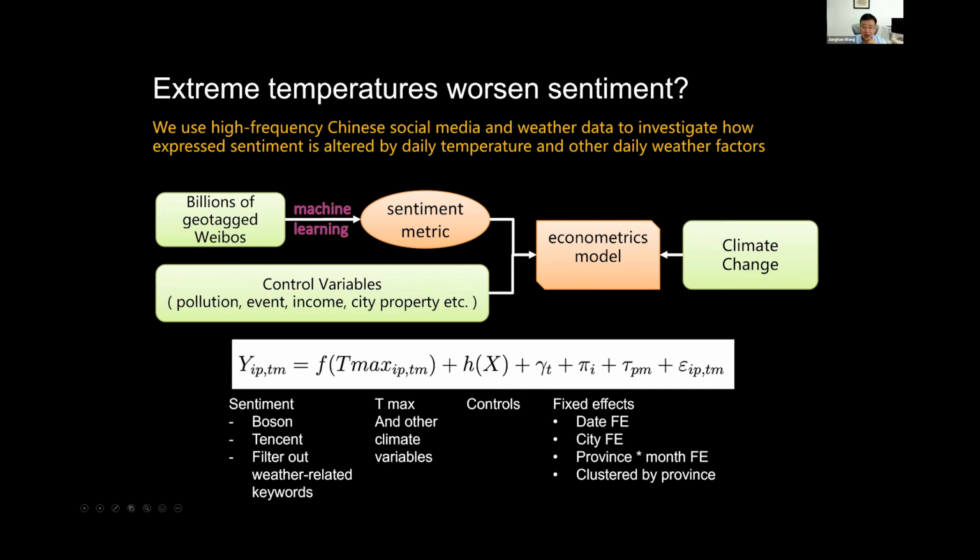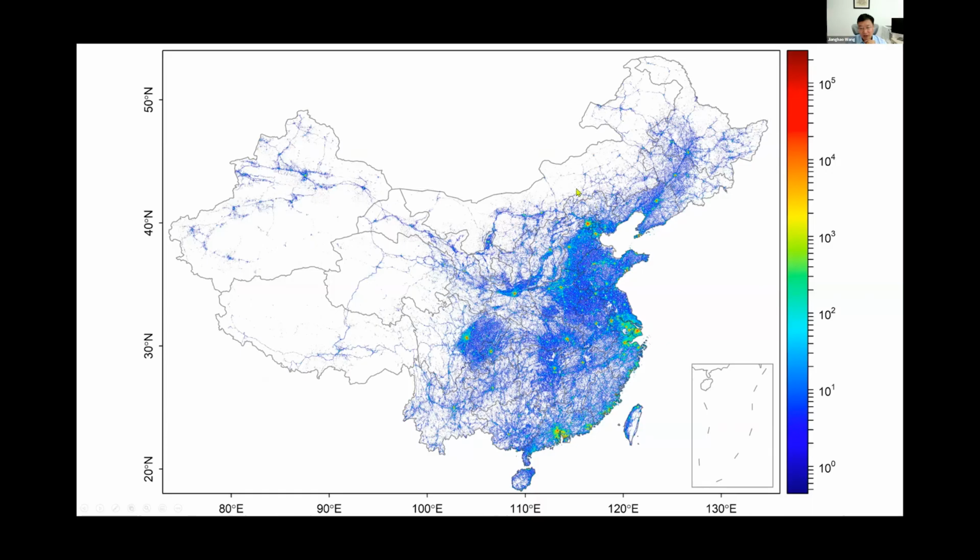We're using a similar framework study. We're using a fixed effect model to study how the climate, especially the extreme climate, affects humans' sentiment. Here, we're using high frequency China social media to investigate how stress sentiment is altered by the daily temperature and other daily weather factors. This shows the dataset of the geotext social media data we collected in China.